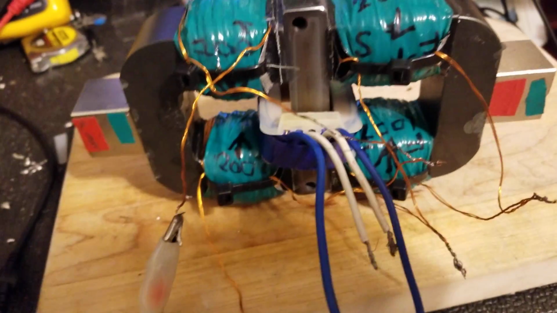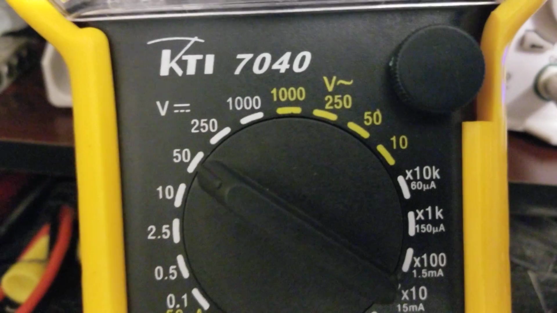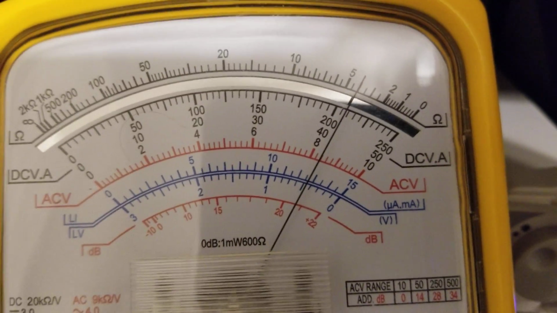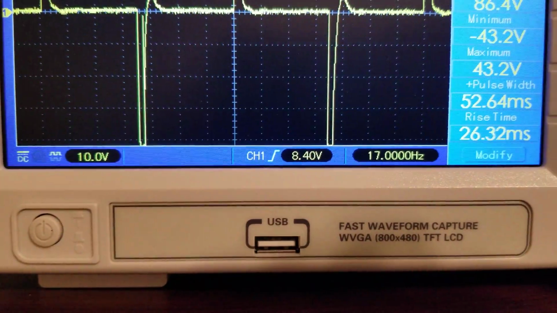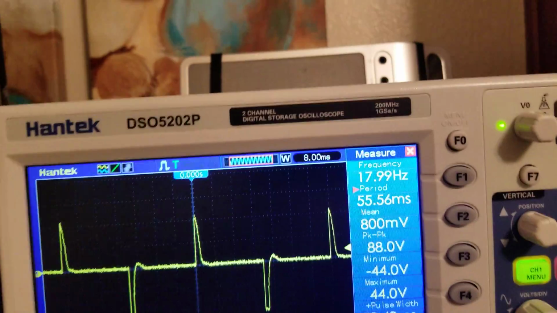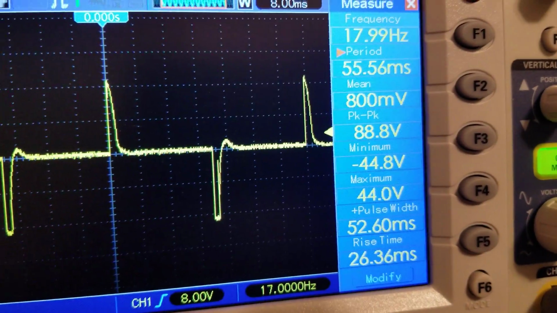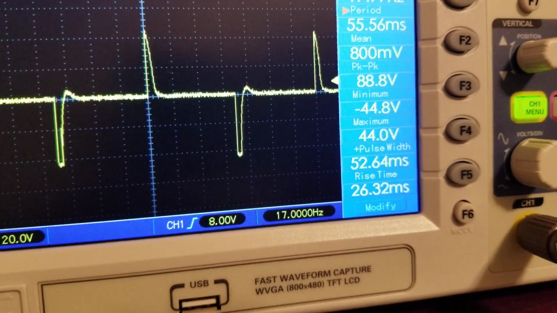So yeah, this is what we're on. We're on the 50 volt scale, and we're at 42 volts or something like that. We're showing, this is over scale. We're showing 88 peak to peak for AC, 44 volts on the plus side.